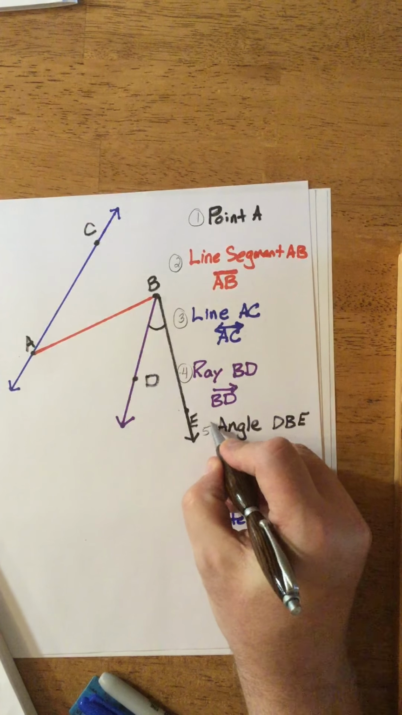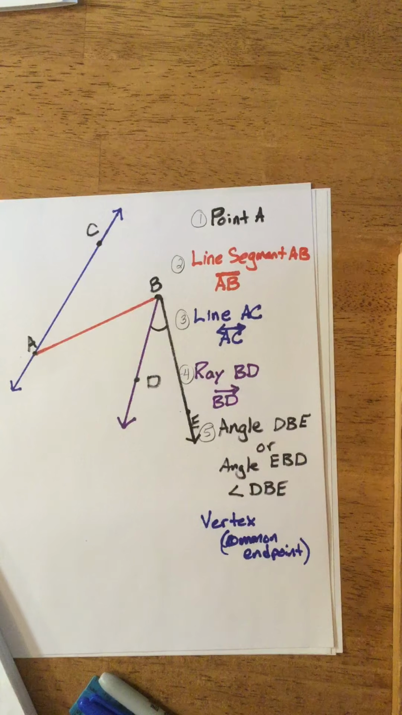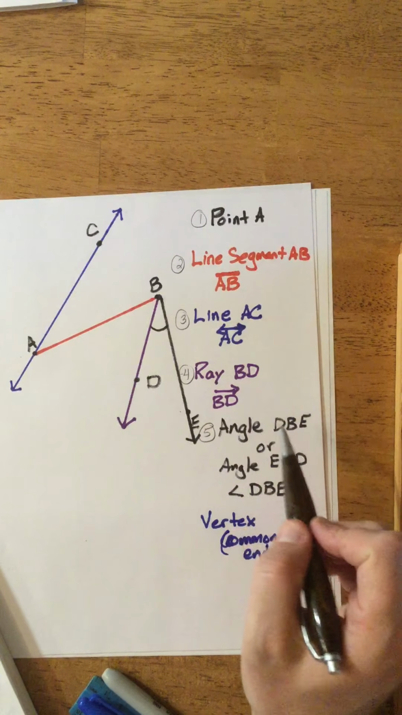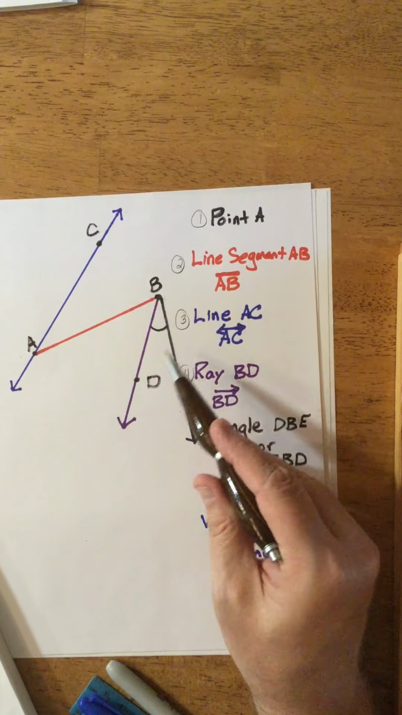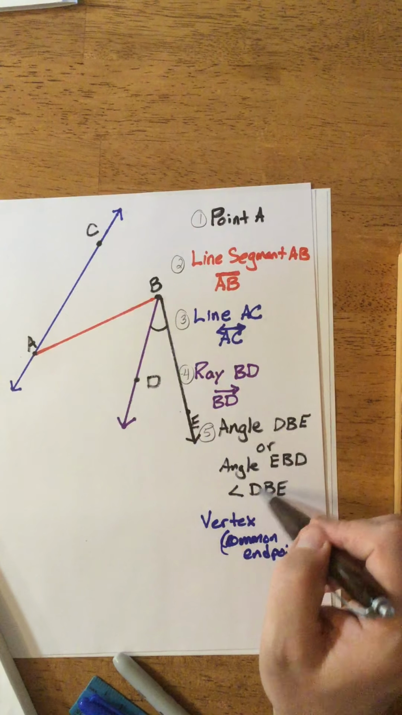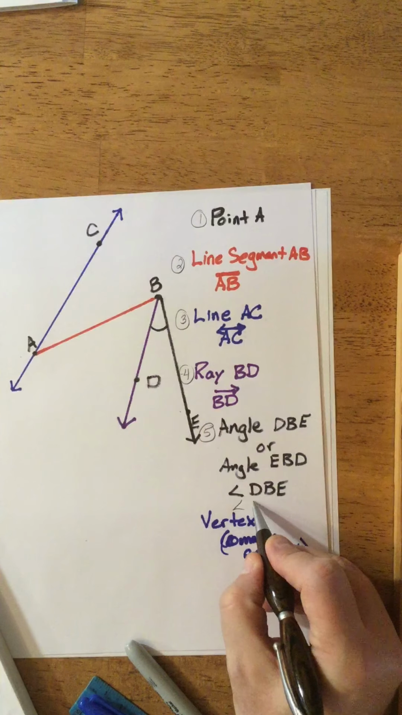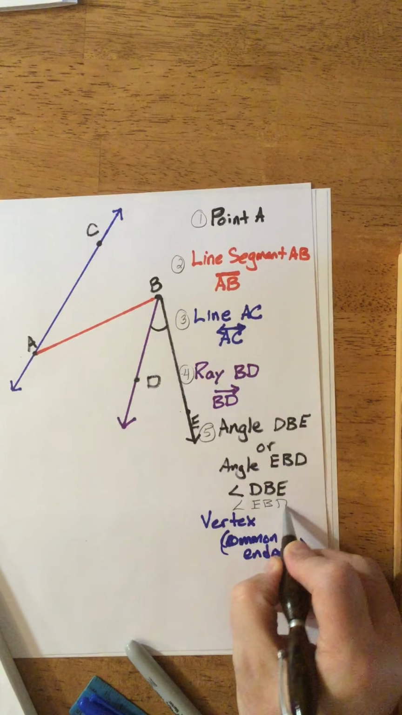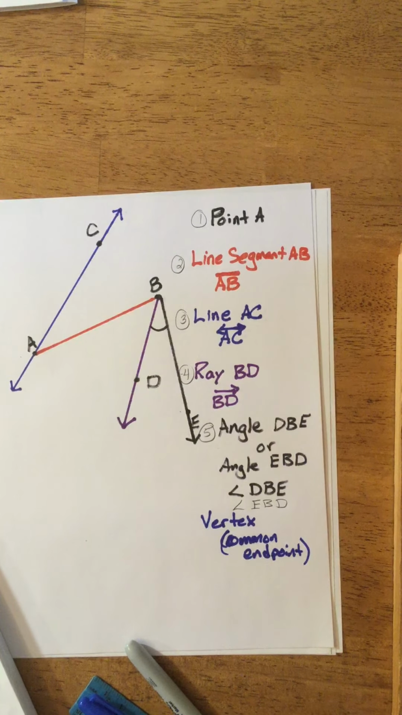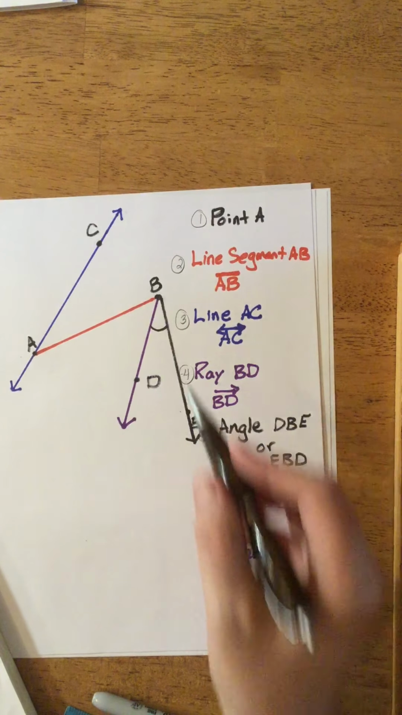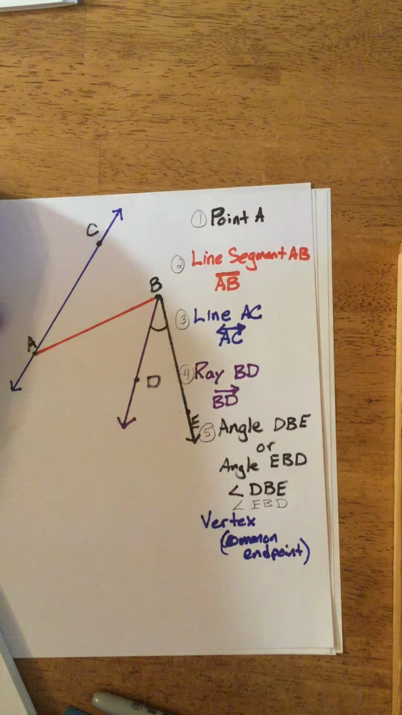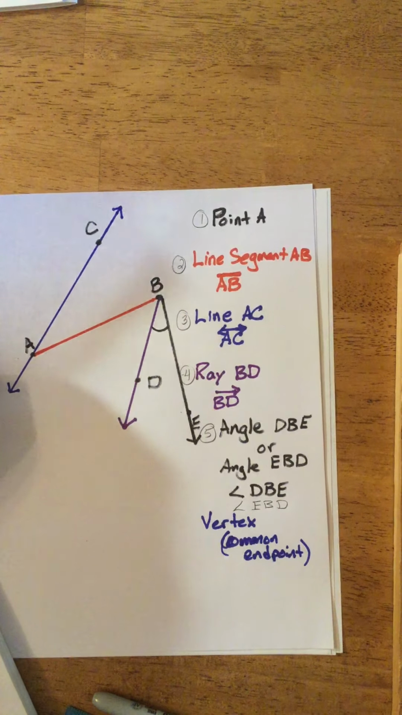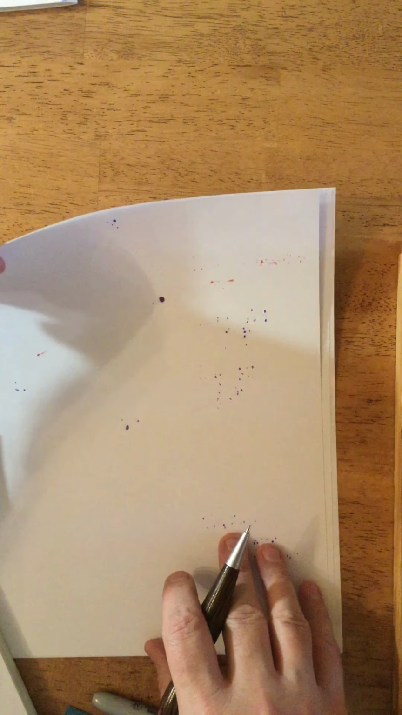And our fifth term is our angle. And so we have angle DBE, or we could reverse the letters and call it EBD, and we could write it either way. I could put the other one as EBD here. And then the common endpoint right here is the vertex. Okay, so that's the first part that I want to talk about. So I'm going to get rid of that.